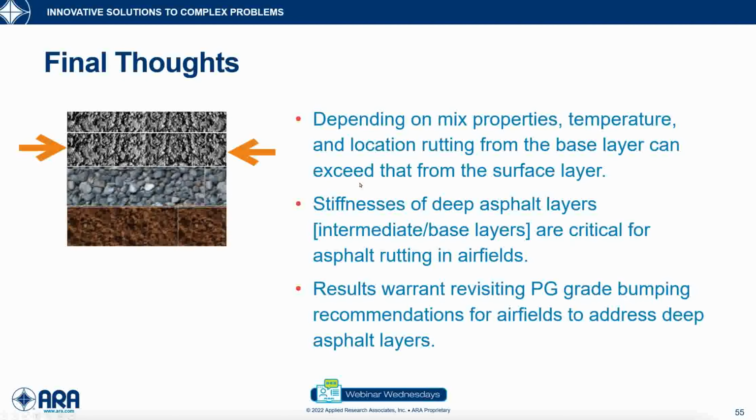The final thought I want to leave with you: depending on the mix we choose for the base layer, depending on the temperature and the location, taxiway versus runway, rutting from the base layer can exceed that from the surface layer. The stiffness of the deep asphalt layers is critical for asphalt rutting in airfields. So stiffness needs to be taken into account very carefully.